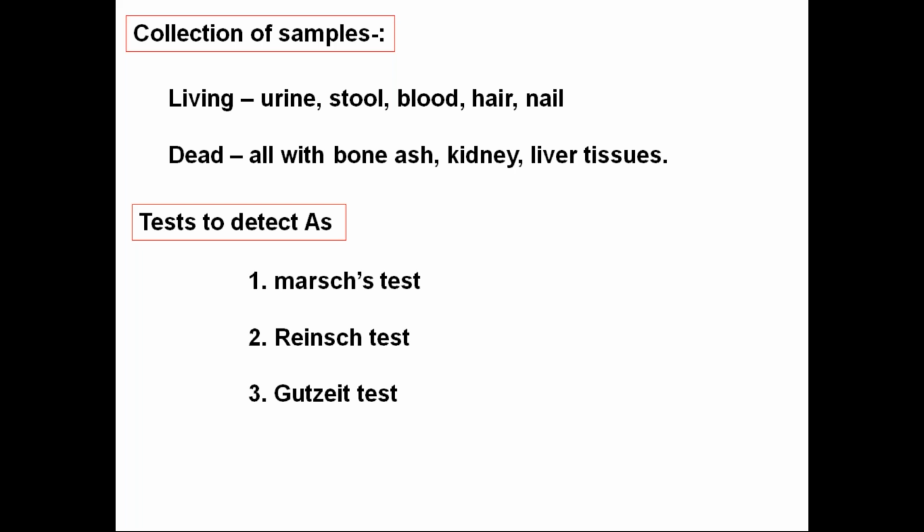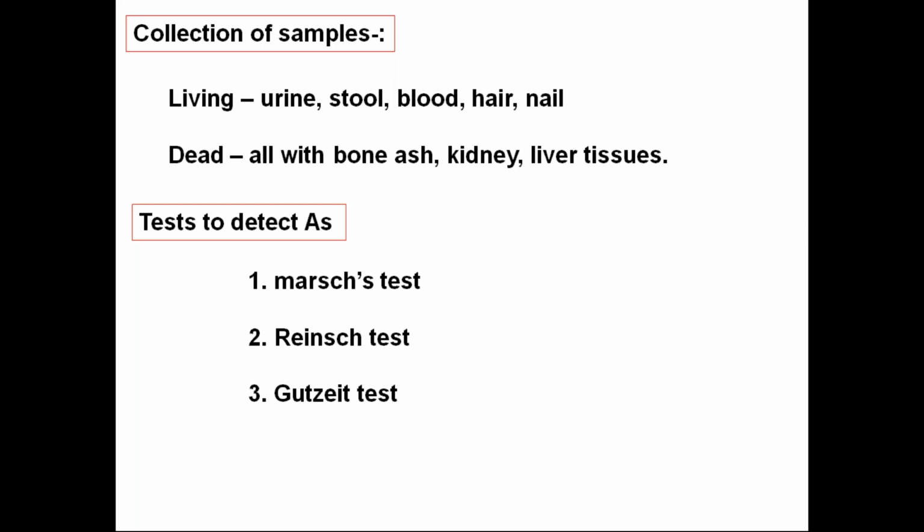So if the body is cremated, burnt, then we may not be able to get nails and hair, but we can get the bone ash. If the body is buried, then we can get nails, hair, and bones also. And some of the tissues like kidney and liver can also be gone. So these are some of the samples we'll collect in order to detect arsenic poisoning.